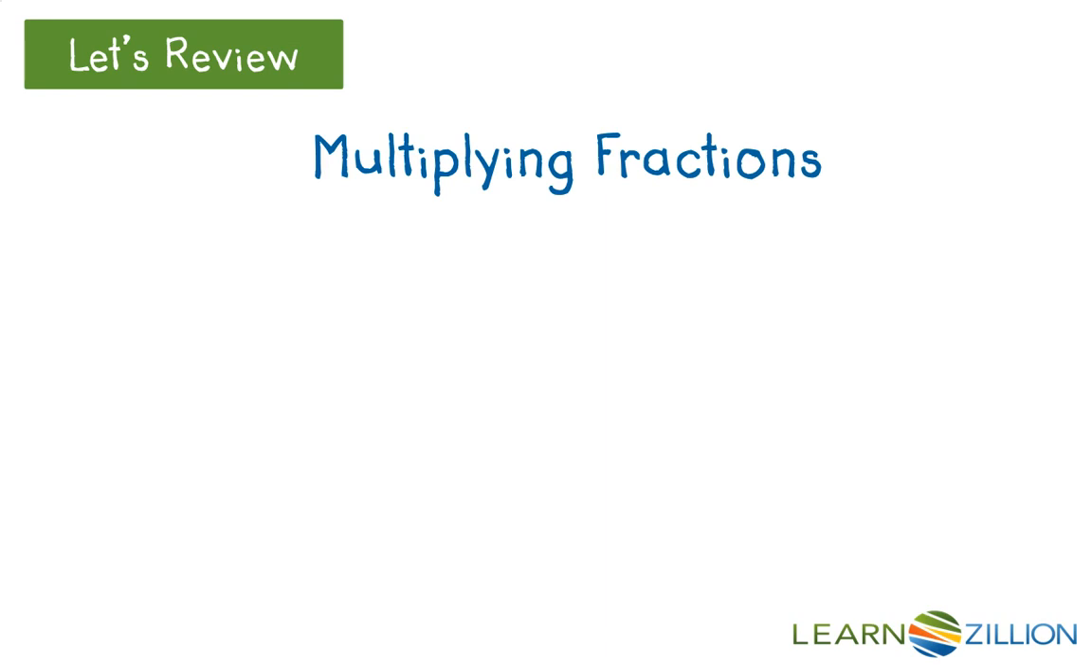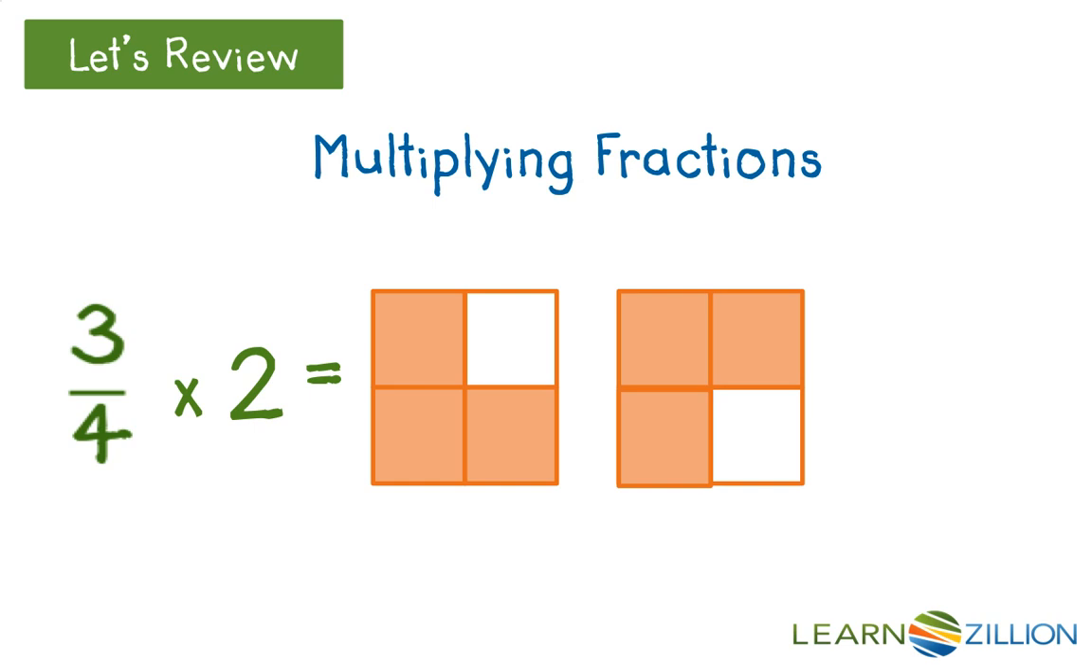We have learned how to multiply fractions with whole numbers. Multiplication is repeated addition. When we have the problem 3/4 times 2, we need 2 3/4 added together. When we add 3/4 plus 3/4, we can move 1/4 to complete one of the wholes. So we end up with 6/4 or 1 2/4.